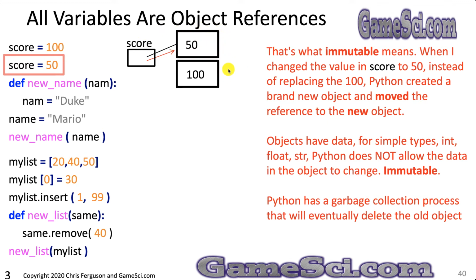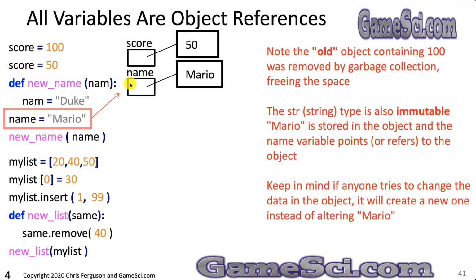It's kind of gross, but I think of this like disposable diapers. Disposable diapers are one use only. You use it once and you throw it away and start with a brand new one. And that's all that's happening here. Instead of changing the data in an int object, Python creates a brand new one and then throws away the old one. Now, before we move on to the next line of code, note that the old object that contained 100 was removed by garbage collection, freeing up the space.